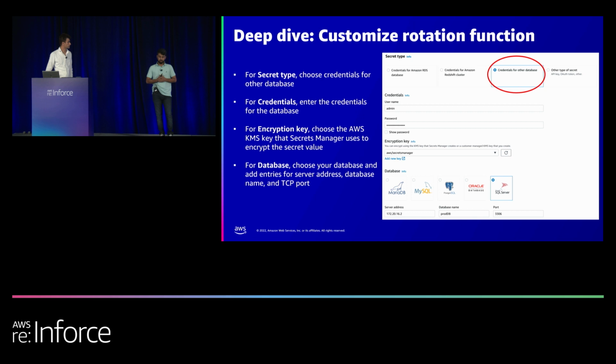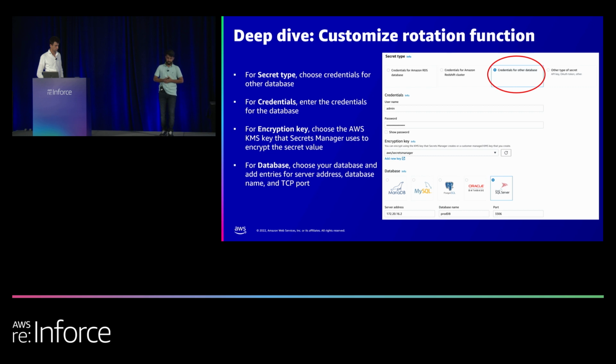Right. So let's dive into how setting up a rotation for your on-premises resource looks when you're using the console. When you go and create a new secret, this is the first step that you'll run into. At that point, you're selecting the third option, which is credentials for other database, since it's not an RDS or an Amazon-owned resource. You enter your username, password, and then you select the encryption key, which is a KMS key that you use to encrypt the secret.